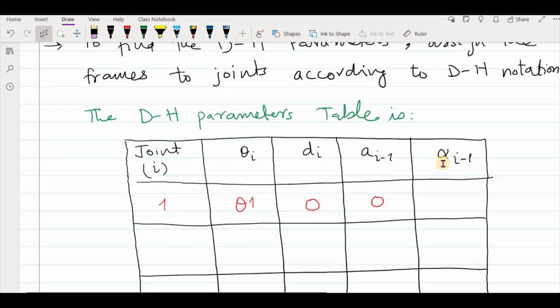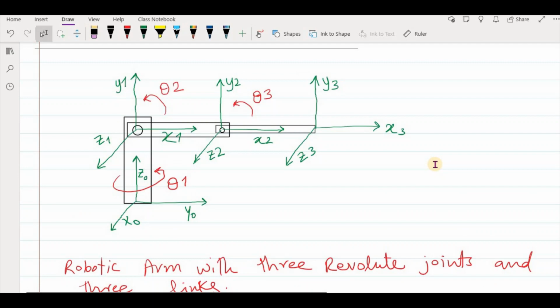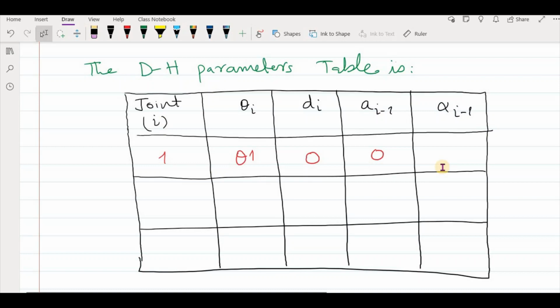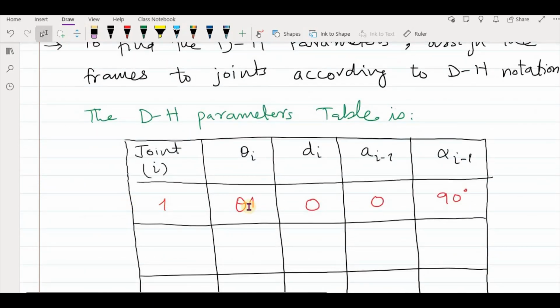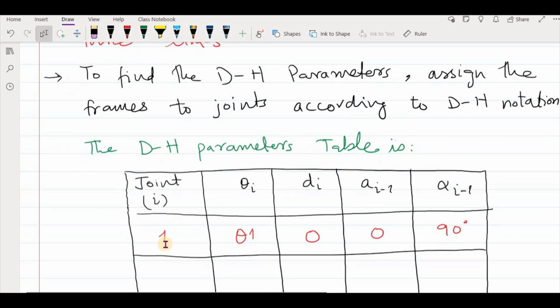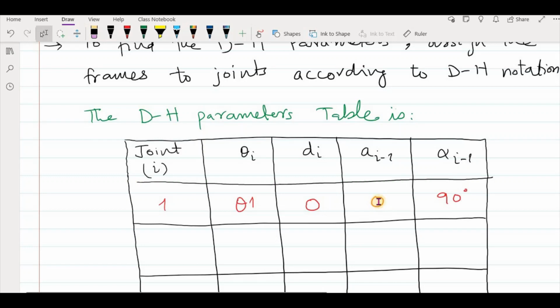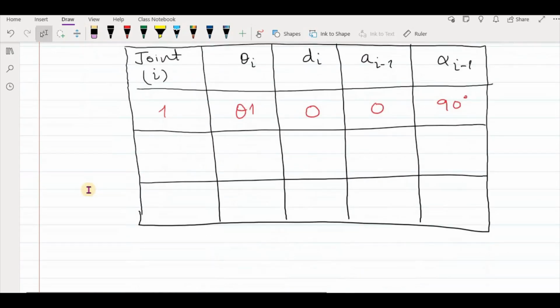And how about the twist angle alpha? The twist angle alpha is the angle between the z-axis of the two frames. As the z-axes of these two frames are perpendicular, this angle will be 90 degrees. So z-axis this and z-axis this, they are at 90 degrees. So for now, joint 1 is complete. We have calculated the joint angle of joint 1, the offset, the length, and the twist angle. So now let's move to joint number 2.